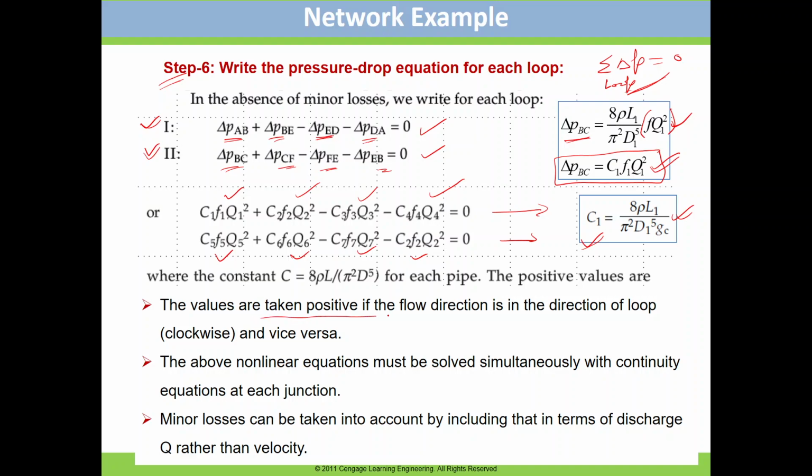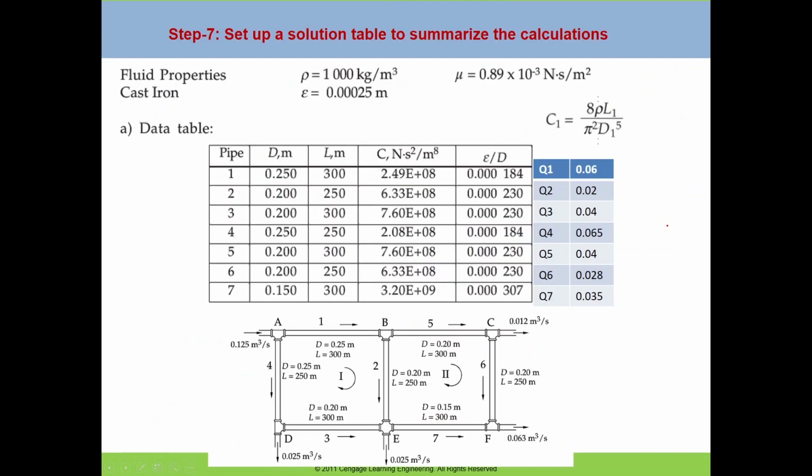The values are taken positive if the flow direction is in the direction of the loop, and vice versa. The above linear equations must be solved simultaneously with continuity equations at each junction. The minor losses can be taken into account, but here they have been ignored. Minor losses can be taken into account by including terms of discharge rather than terms of velocity. So again, the minor losses should be taken in terms of flow rate, like the friction losses we have taken here. Okay, so this was step 6.